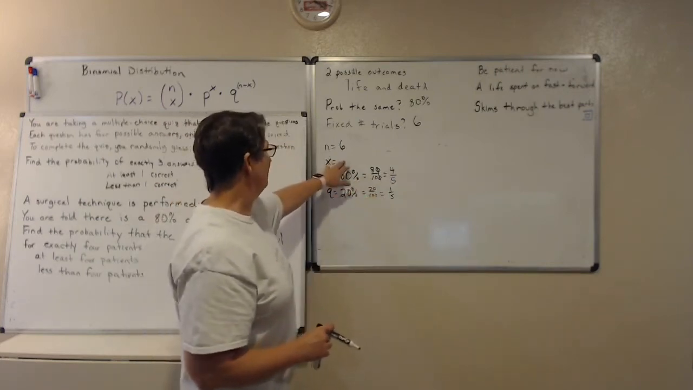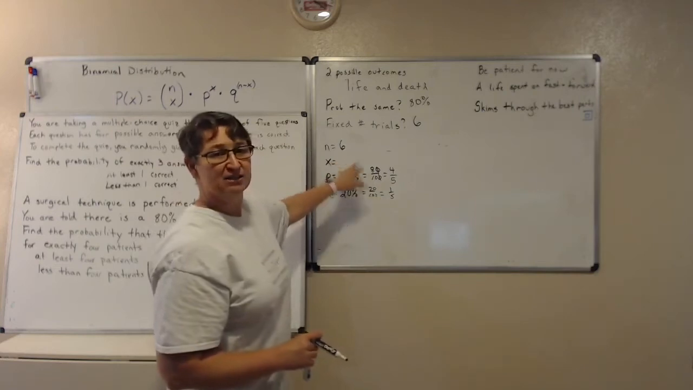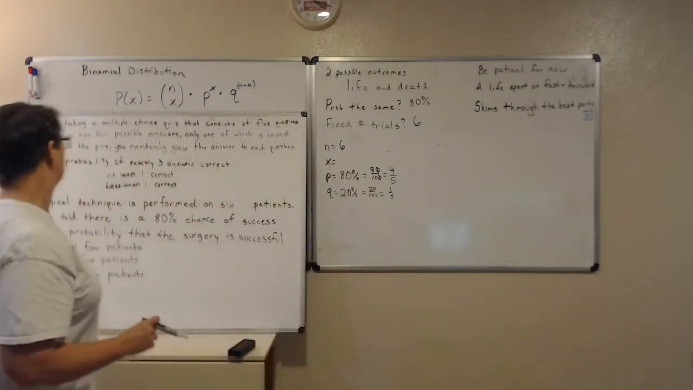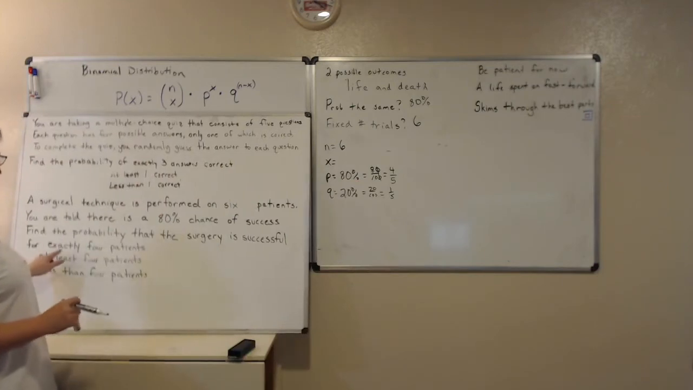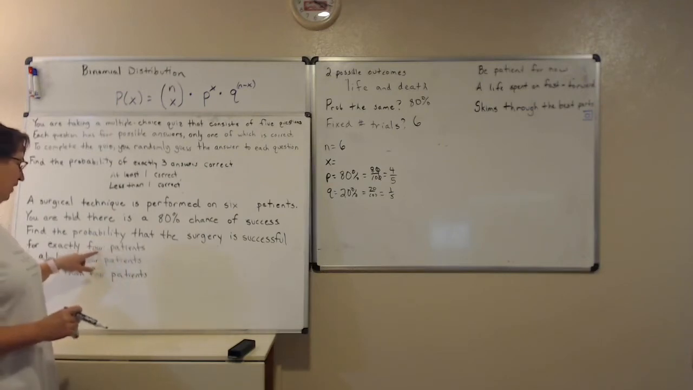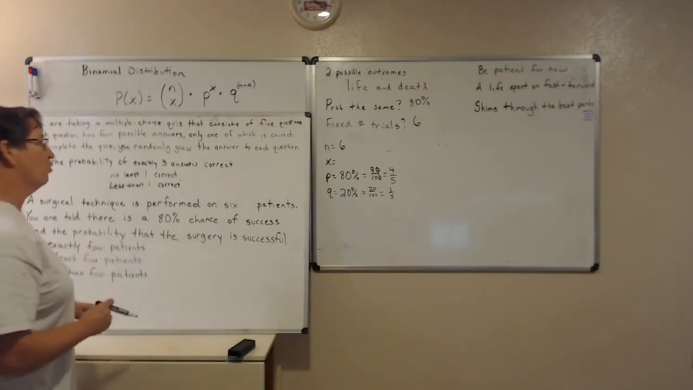Now I have to figure out my x. And my x is just the number of successes that I'm looking for. So in this case, I want to know the probability that 4 patients are successful. So my x value, my random variable here, is going to be 4.